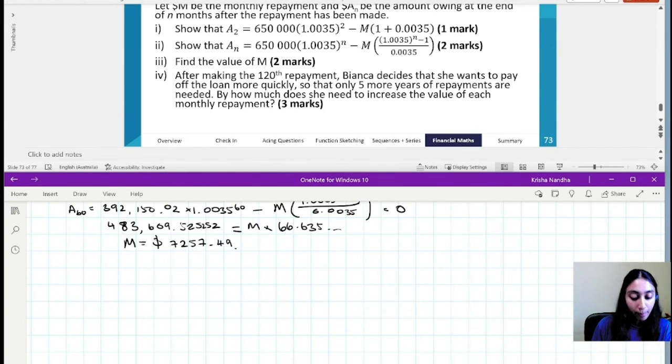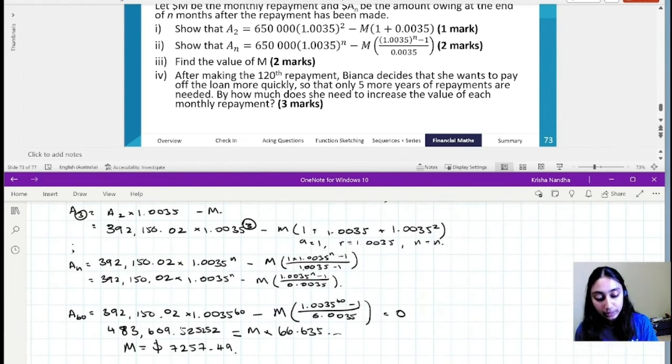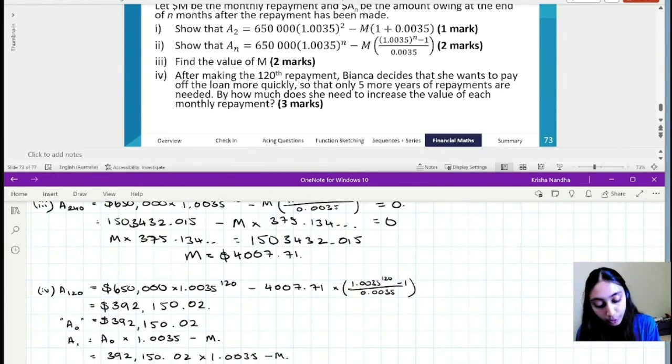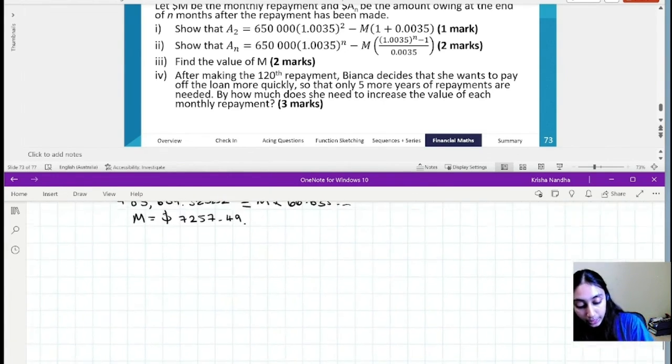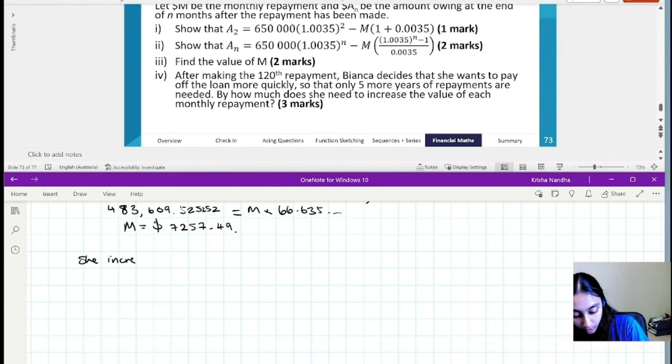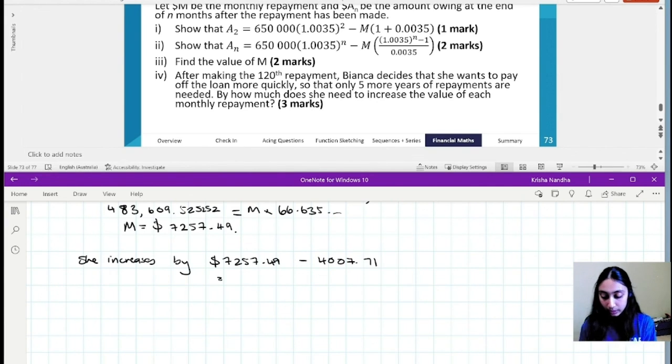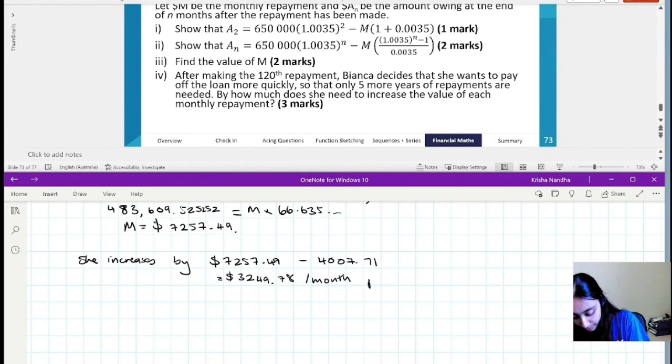The question actually says, by how much does she need to increase? So to properly answer the question, let's take a look at her initial amount. It was $4,007.71. So she increases by 7,257.49 minus 4,007.71, which is $3,249.78 per month increase.